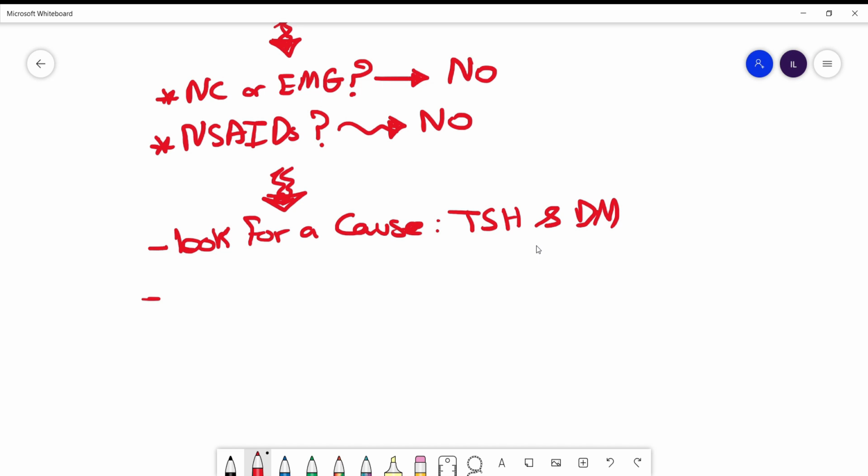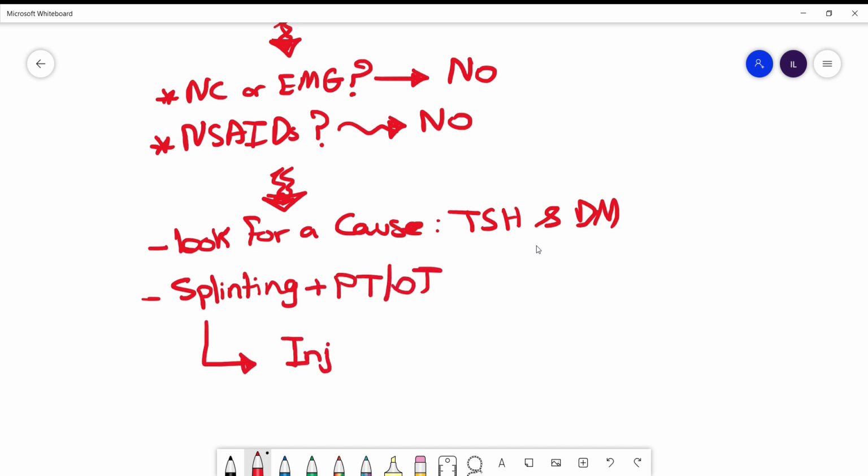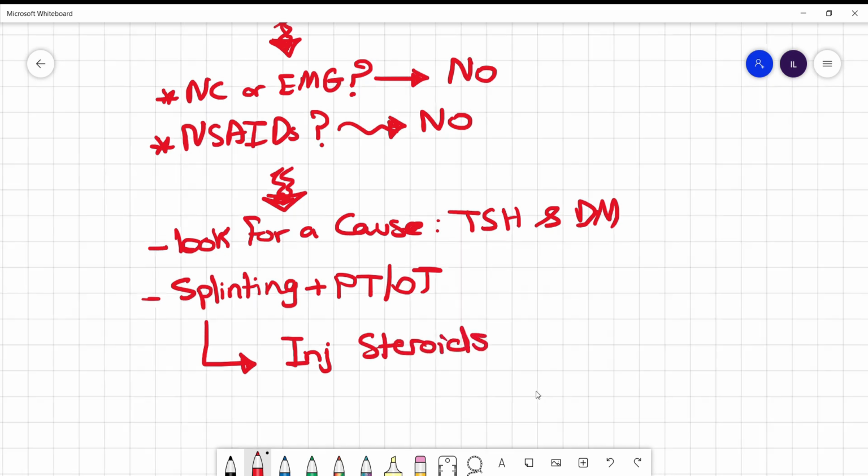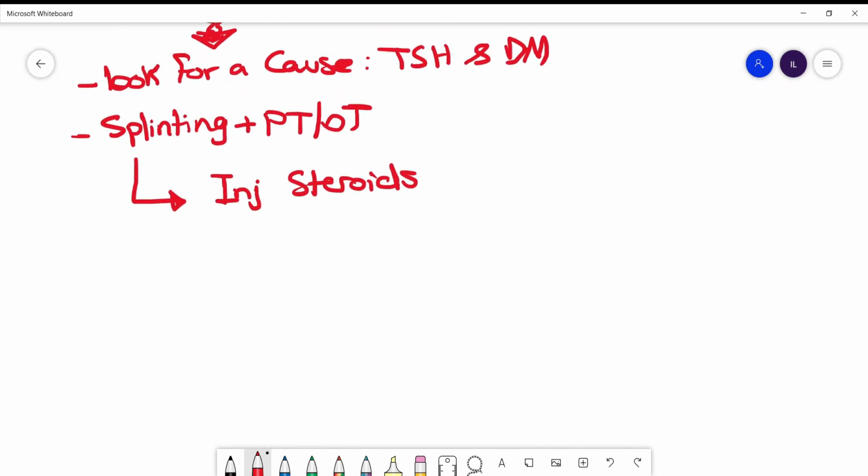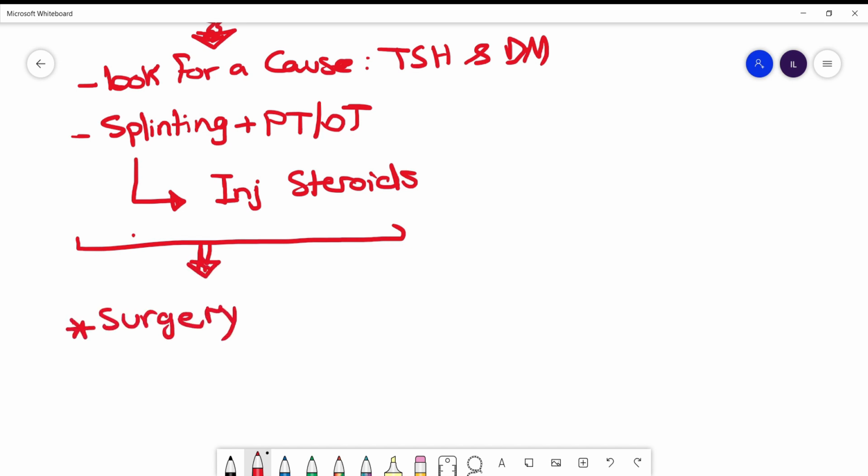In the meantime, you can give them splinting or ask them to do physical therapy, occupational therapy, show them some videos and exercises that can help. Now, if that fails, then you can do steroid injections. And if all of the above fails, then you need to refer them to surgery. Since we are going to do surgery now, clinical diagnosis cannot be the only reason for that. We have to do a nerve conduction study to better localize the nerve pathology and confirm our diagnosis.